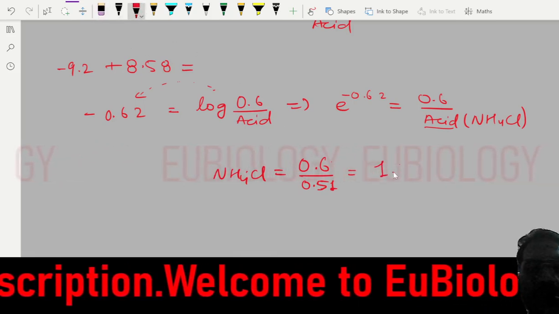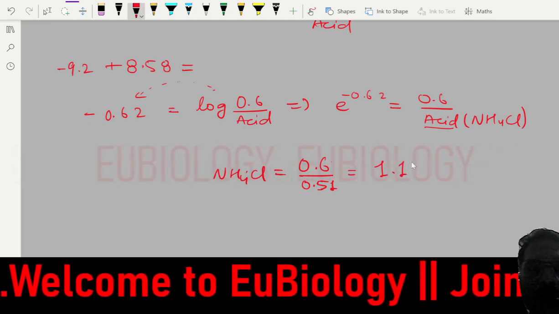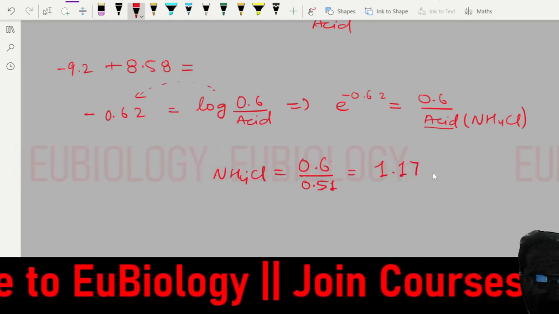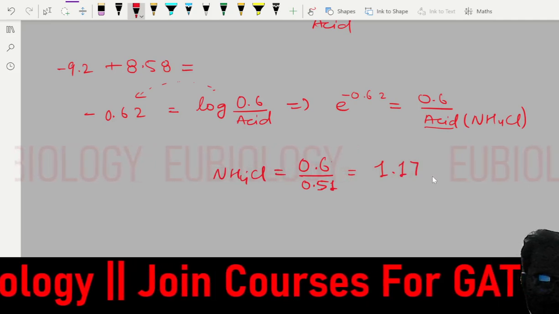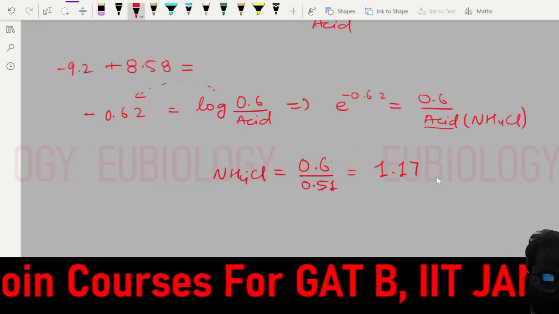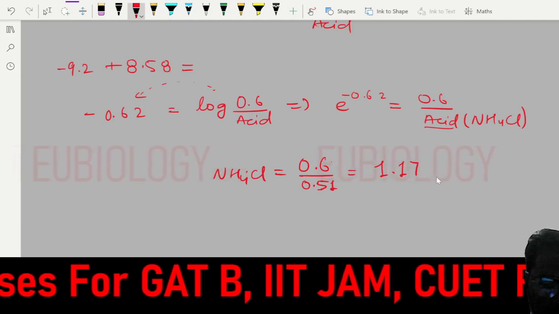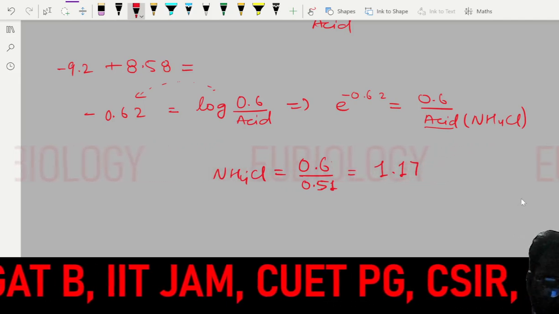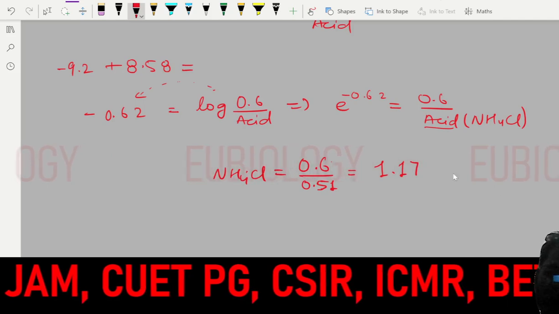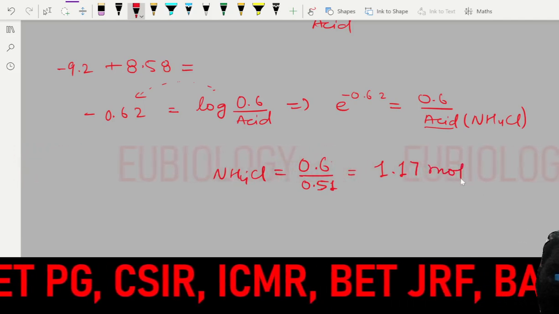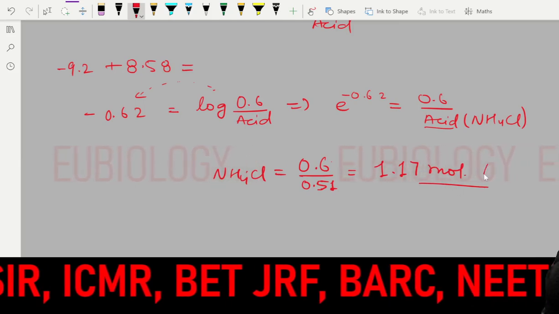So this is your solution for this question. The unit is also very important. The unit will be mole. Okay, we are all taking the mole. So this is your answer.